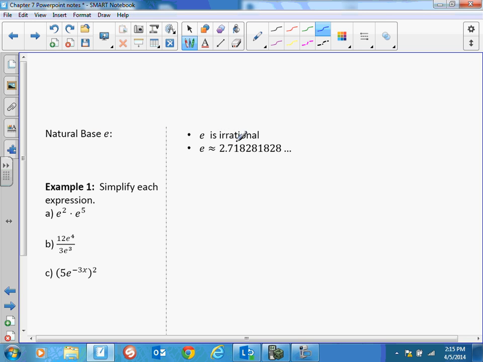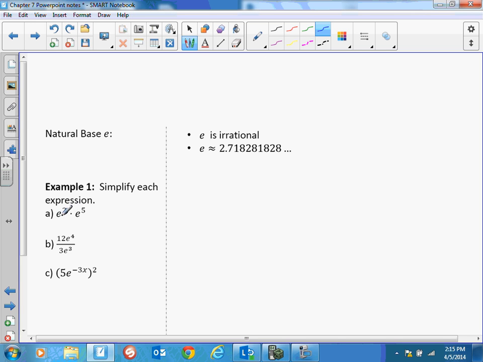e is irrational. It's approximately 2.718281828. If you look in the book, they give you a formula for how you find e, how it compounds continuously on itself. Similar to pi and i and all those types. Okay, so just some properties with e.